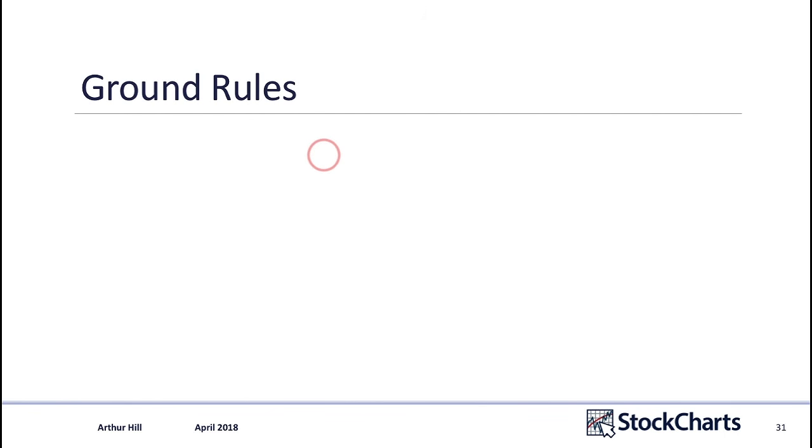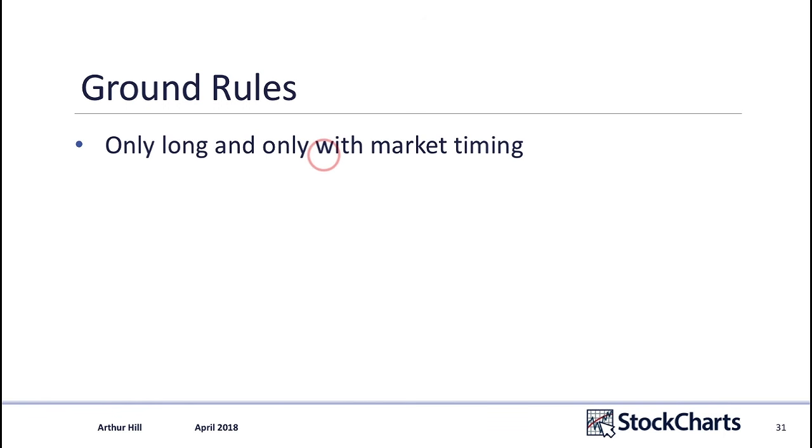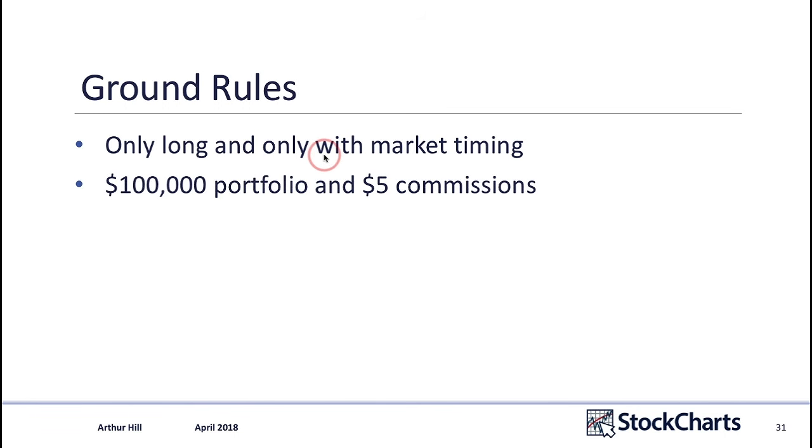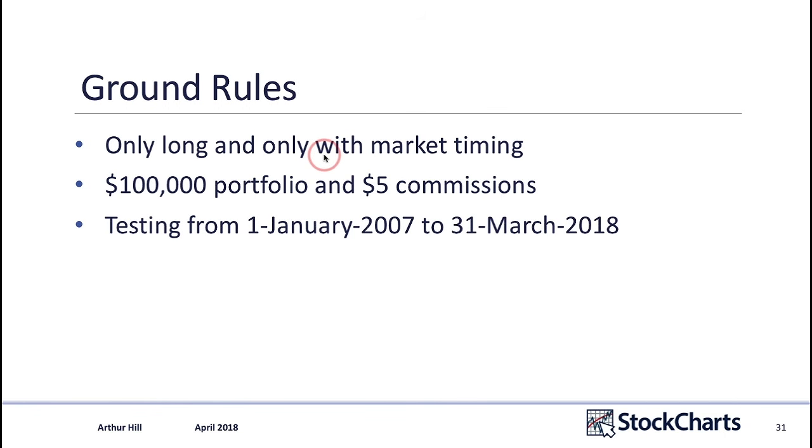The ground rules for the system are pretty simple. It's only long, and only long with market timing. I'll show you the market timing in a minute, but we're not looking at short positions here. We just started out with a $100,000 portfolio and $5 commissions.